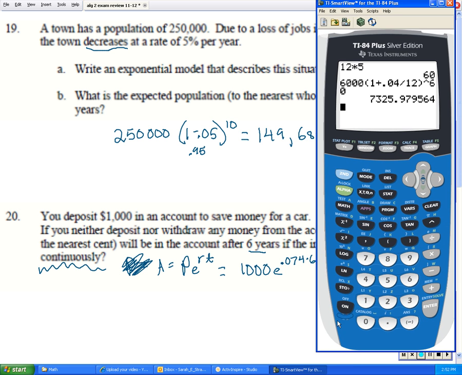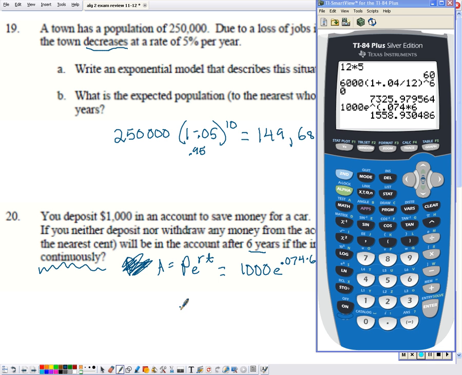Grab my calculator, and we're going to have 1,000. Now I'm going to use second ln. There's my e button. And isn't that nice? They give you a parentheses. And we can see that we are going to have in the account $1,558.93.